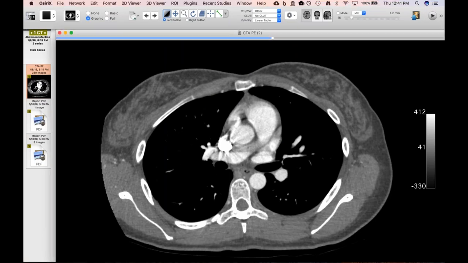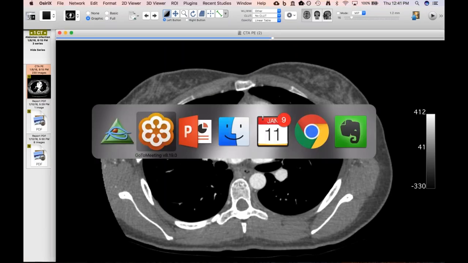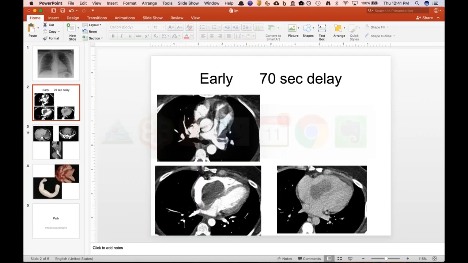All right, I'm gonna show this really quick. You should see a PowerPoint. This is from the Mallinckrodt archives. And when Seth showed his case last week, it made me think of this. I had to go dig it up.